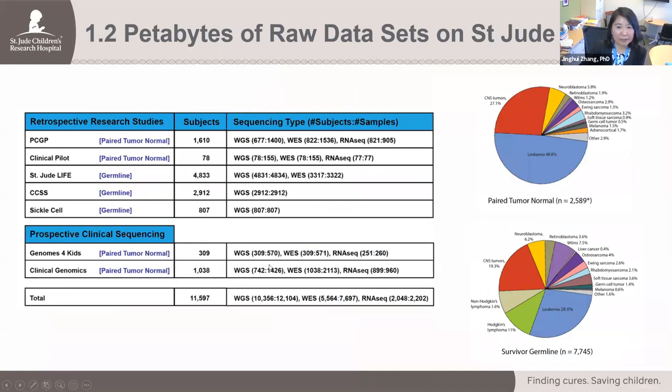This is the breakdown of the retrospective studies and the prospective clinical sequencing data that are currently hosted on St. Jude. I just provided the paratumor normal genome and survivor whole genome tumor subtypes here, so we can see that we are able to represent major subtypes of the pediatric cancer data set on St. Jude Cloud.